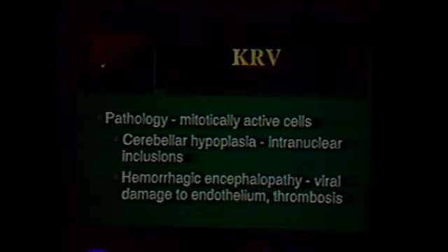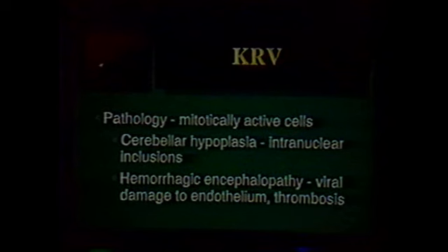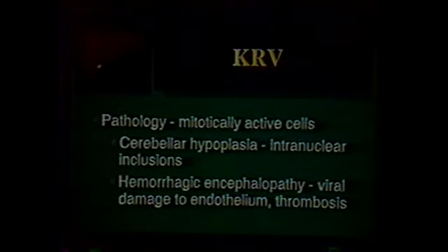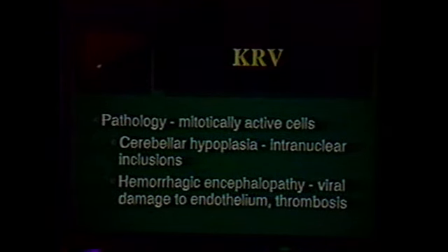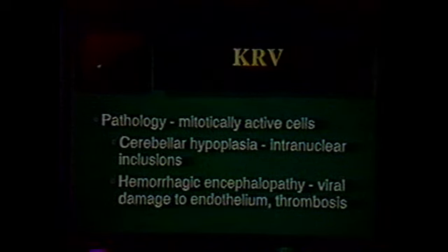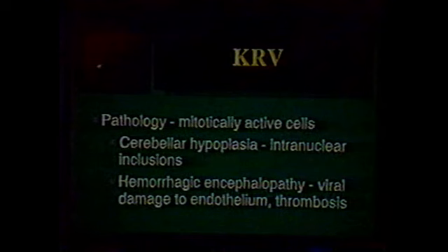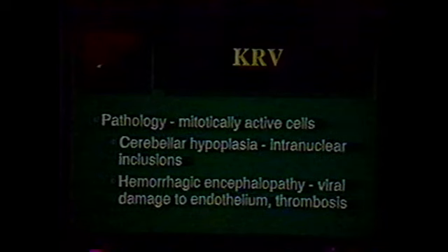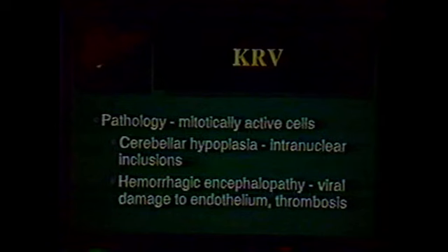Again, as with most parvoviruses, the virus has a preference for mitotically active cells, which explains the distribution of the disease. In this case, there is cerebellar hypoplasia, and there may be intranuclear inclusions in the cerebellum, and that's because at the time they're infected, the cerebellum may be actively proliferating.